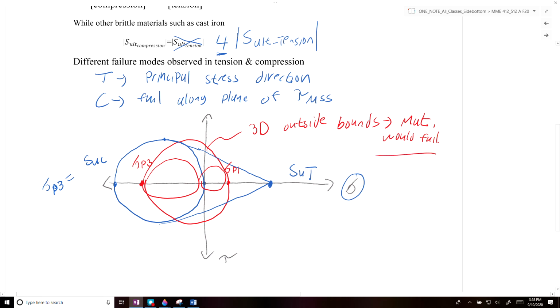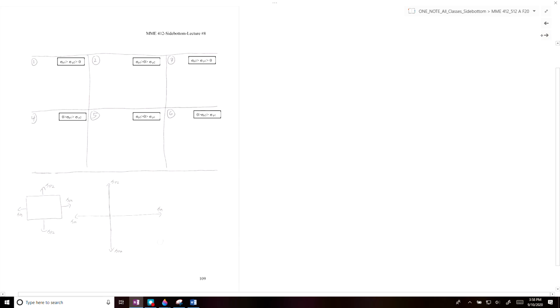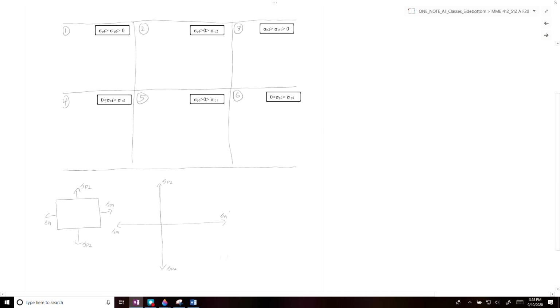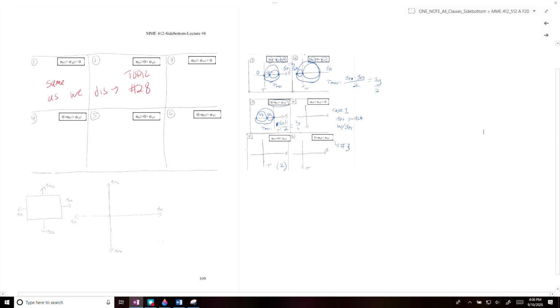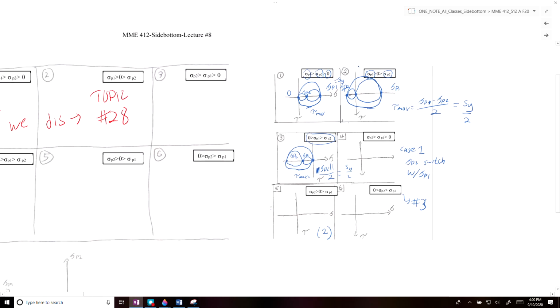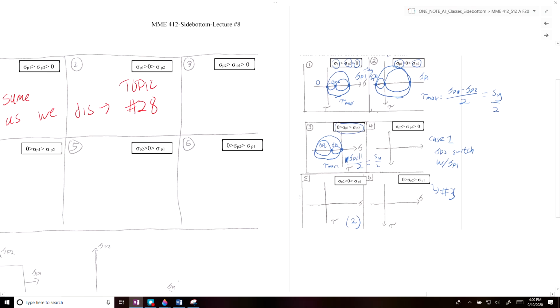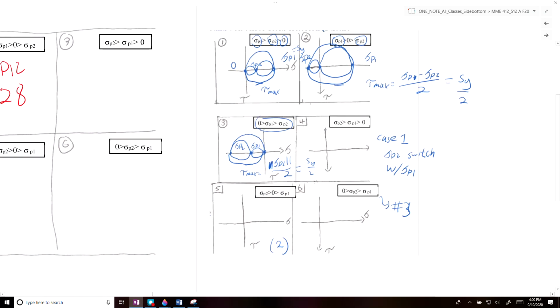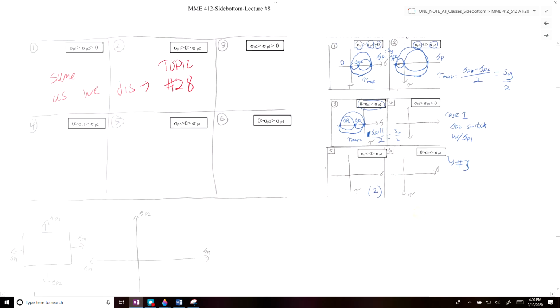In the case of our simple principal stress cases that we discussed before, these are the same 6 cases we had in topic 28, where we have our different principal stresses, and we could draw our 3 different cases of our different Mohr circles.